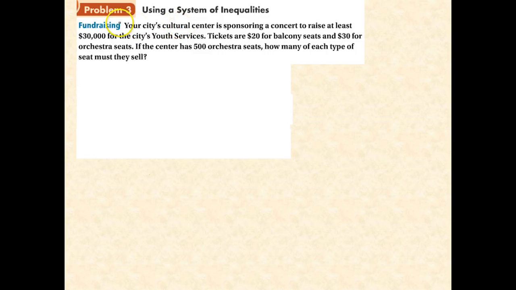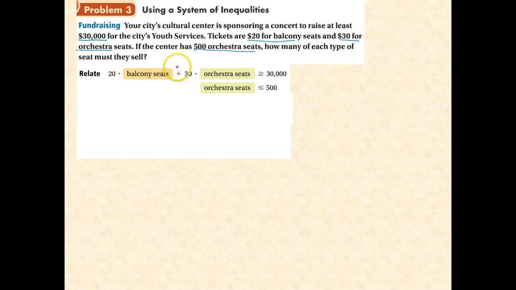So we can actually use systems of inequalities in real life, believe it or not. Your city's cultural center is sponsoring a concert. They want to raise at least $30,000 for the city's youth services. Tickets are $20 for balcony seats and $30 for orchestra seats. The center has 500 orchestra seats. How many of each type must they sell?